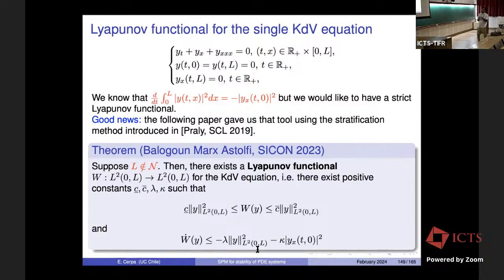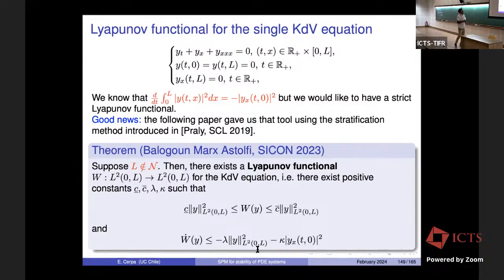So for that system, they assume that L is not a critical value, sorry. We already said that, because if not, there is no hope of having a stable system. And so they prove that there exists a Lyapunov functional W going from L2 to L2, which is equivalent to the energy, to the norm in L2.